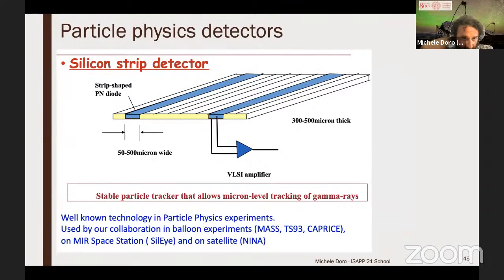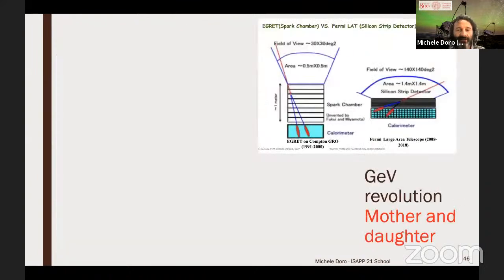The other message, again, because I don't know your background, is that if you really look into the details of this experiment, like, for example, the silicon strip detector of Fermi, these techniques are something that moved over from particle physics detectors. They were used in balloons. You remember the balloon experiments we were discussing. So there is a strong contamination of ideas between astrophysics instruments and particle physics instruments in general, throughout the whole energy band. Okay, so it's important for us to know as much as possible about the techniques.